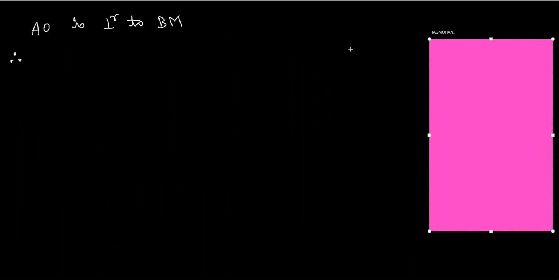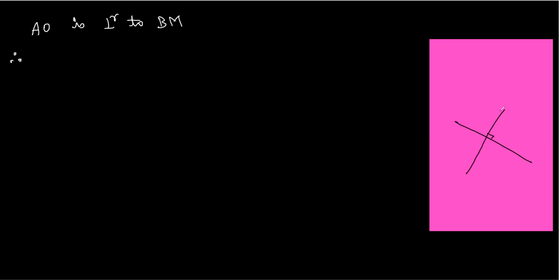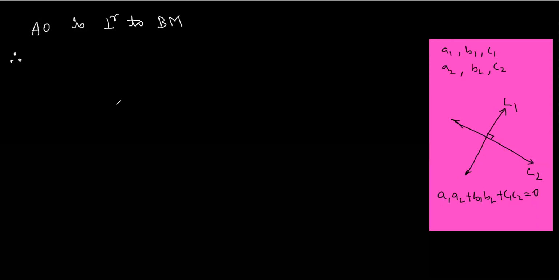See here, if you have two lines, and they are perpendicular, say this is L1, this is L2. DRs of L1 are, say, A1, B1, C1, and DRs of L2 are, say, A2, B2, C2. And these two lines are perpendicular to each other. So what will happen? A1A2 plus B1B2 plus C1C2 will be equal to 0. This is an important point that you have to remember.